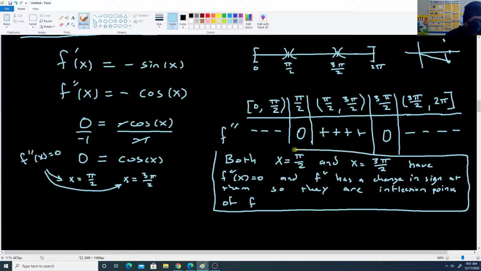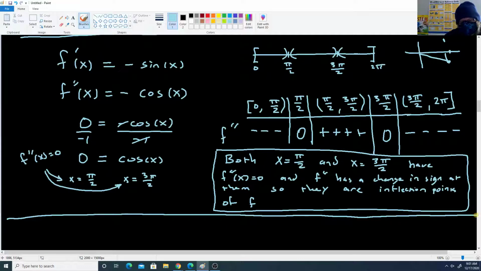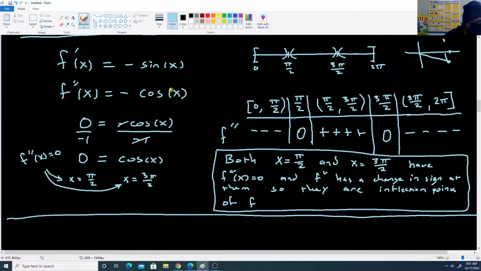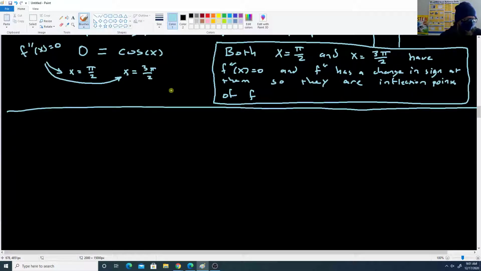So we got our table. We used the table to write the sentence that the AP test is going to want to see. And that's going to wrap up example 2. So we'll look at example 3. This is going to be another kind of in the same vein. And then we'll probably stop part 2 there, and we'll move on to parts 3 and 4.